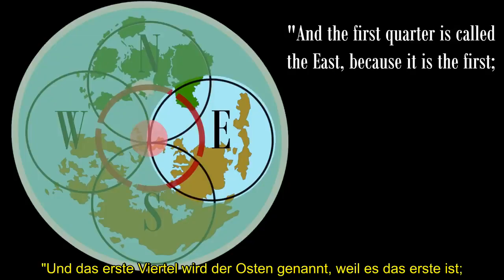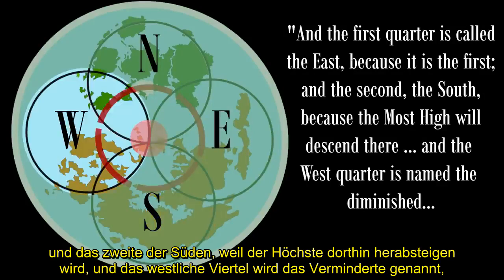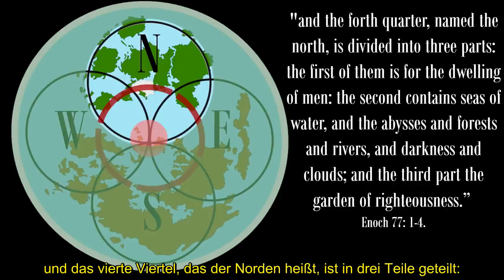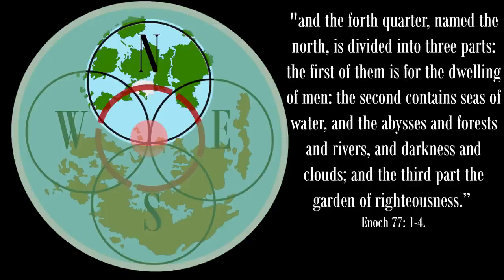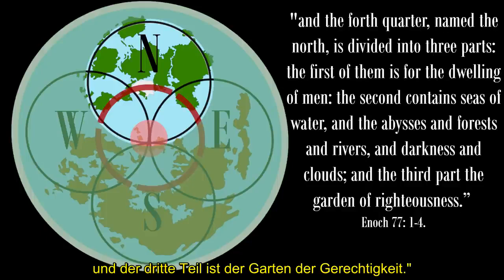And the first quarter is called the east, because it is the first. And the second, the south, because the Most High will descend there. And the west quarter is named the diminished. And the fourth quarter, named the north, is divided into 3 parts. First of them is for the dwelling of men. The second contains seas of water, the abysses and forests and rivers, and darkness and clouds. And the third part, the garden of righteousness.